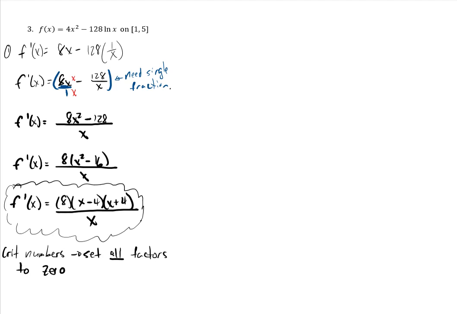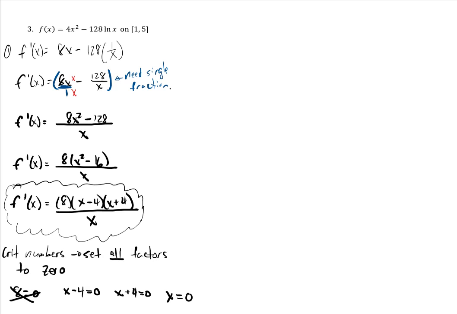And I usually keep it on the left side. I kind of split these in half. Okay, so I need to set all of these factors equal to 0. Well, setting 8 equal to 0 doesn't really make sense, so you can just cross that out. But let's move on. x minus 4 gets set equal to 0. x plus 4 can get set equal to 0. And then the denominator, x, equals 0.